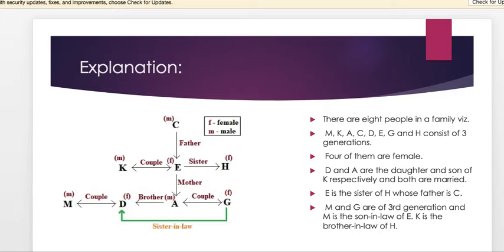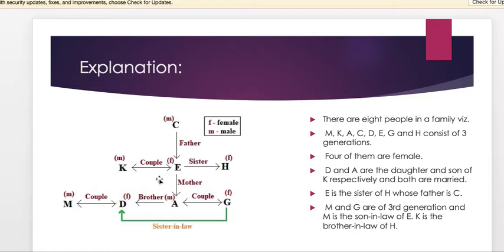In the details, what is given is that there are 8 people in a family: M, K, A, C, D, E, G and H, consisting of 3 generations. So there are 3 generations. Among them, 4 are female.